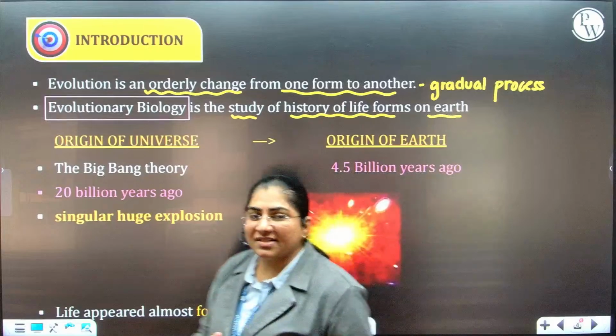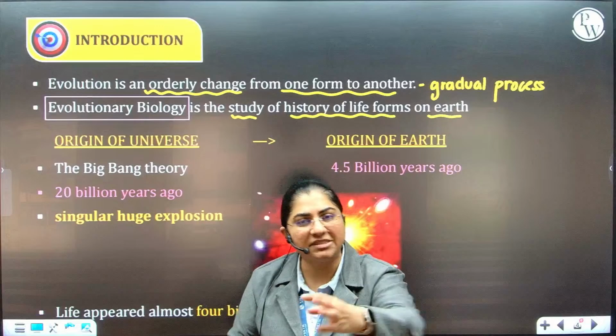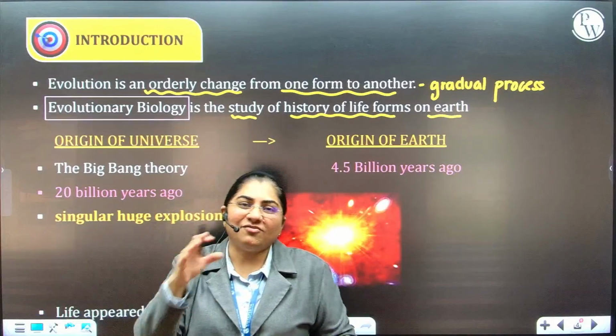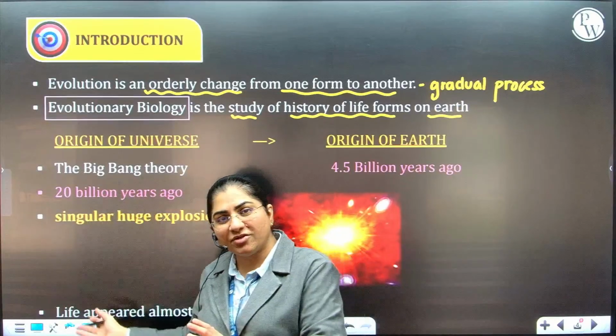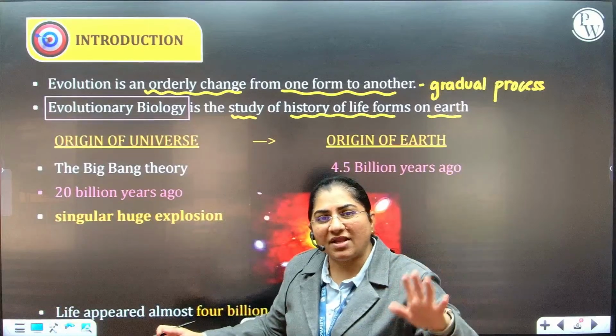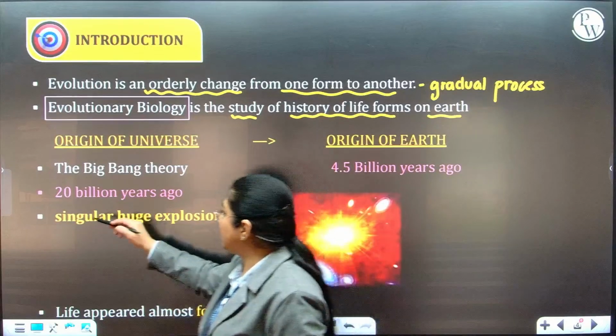Now, if we want to understand how human beings or any other organism, be it plants or animals, existed and evolved on this Earth, we'll have to have an understanding of how Earth came into existence. Earth is a part of the universe, so how did the universe come into existence? Now, you must have heard of a very important theory which has been around for years, called the Big Bang theory.